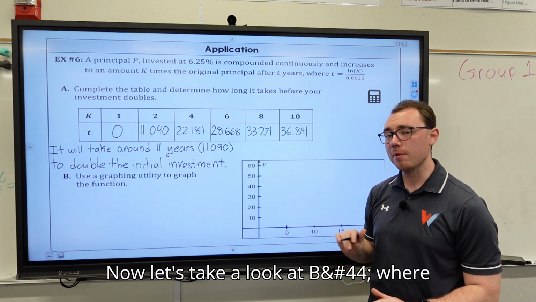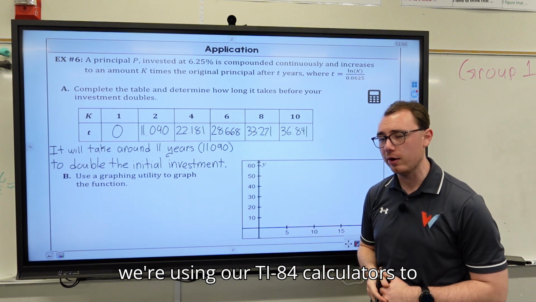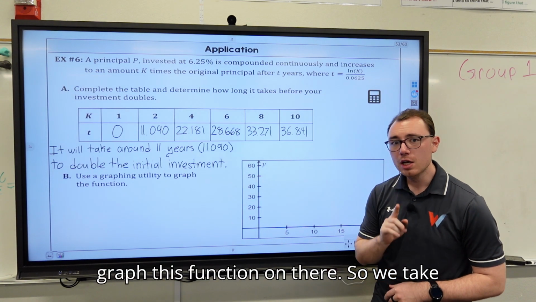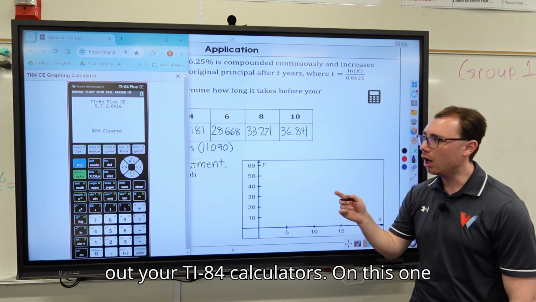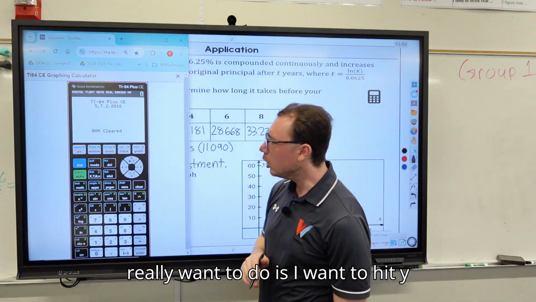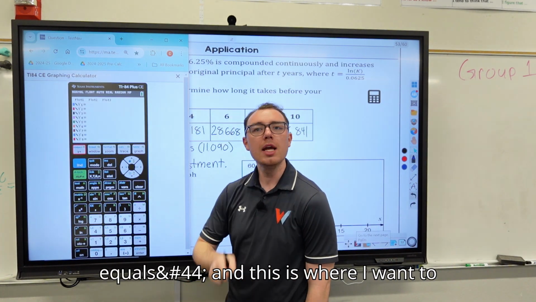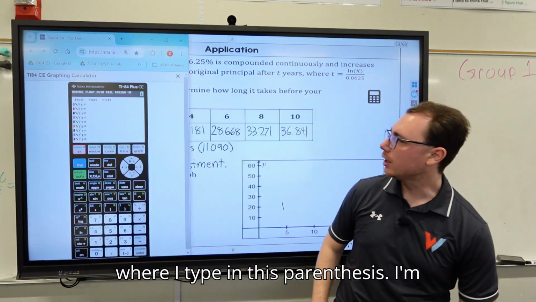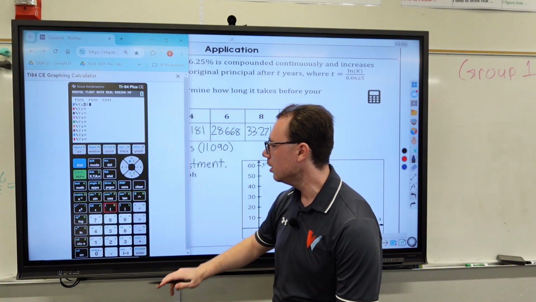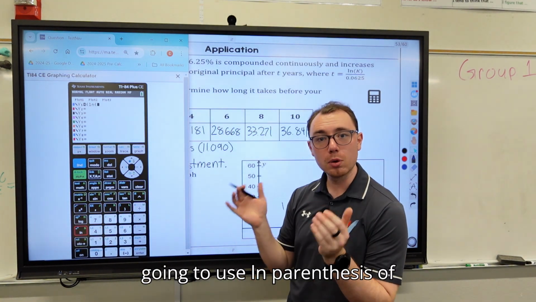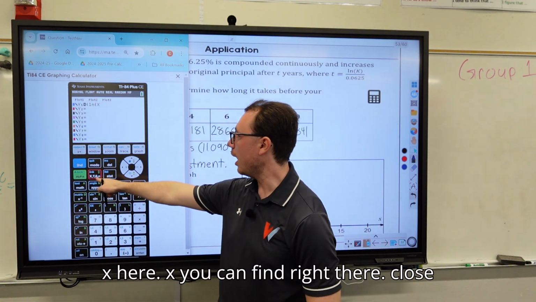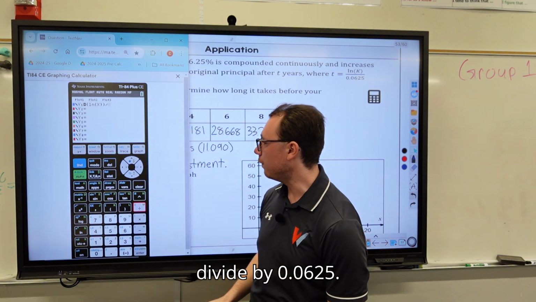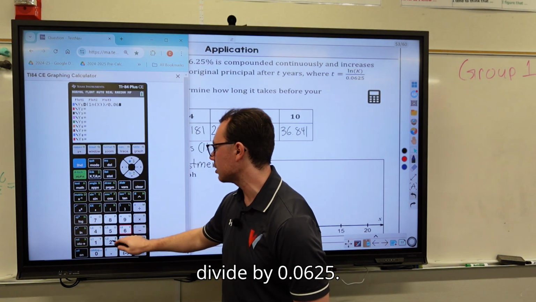Now let's take a look at B, where we're using our TI-84 calculators to graph this function. So we take out our TI-84 calculators. On this one here, I happen to clear it. All I really want to do is hit y equals, and this is where I want to put in my T equals function, where I type in this parenthesis. I'm going to use ln parenthesis of x here, x you can find right there, close parenthesis, divide by 0.0625.